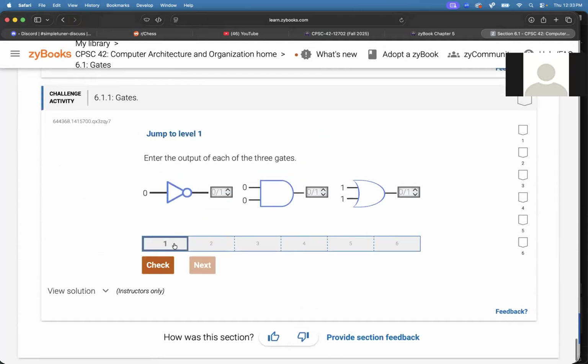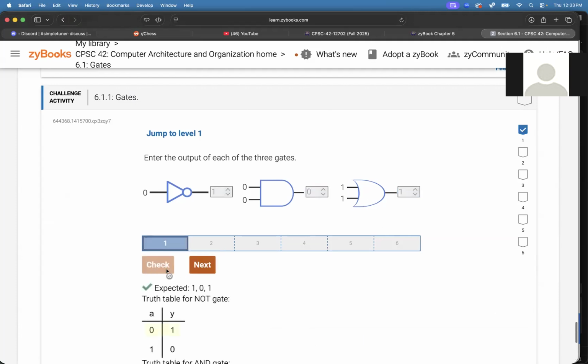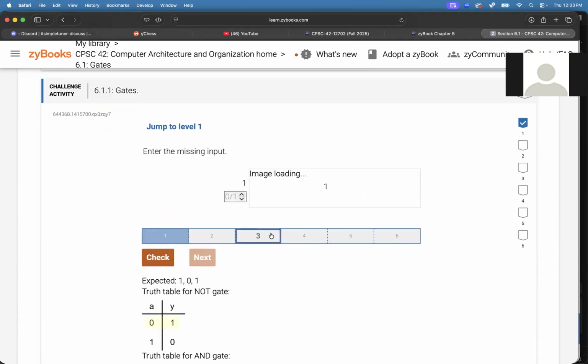So this is going to be relatively straightforward. So you just look, that's a 0. That should be a 1. That's 0, 0, and sounds like a 0. 1, 1, and this is an OR, should be 1. Cool. Let's skip to number 3.